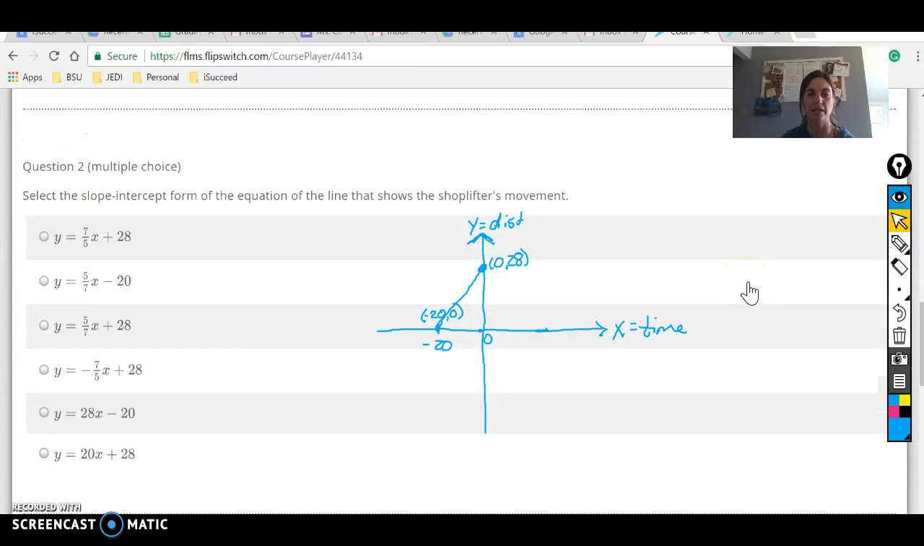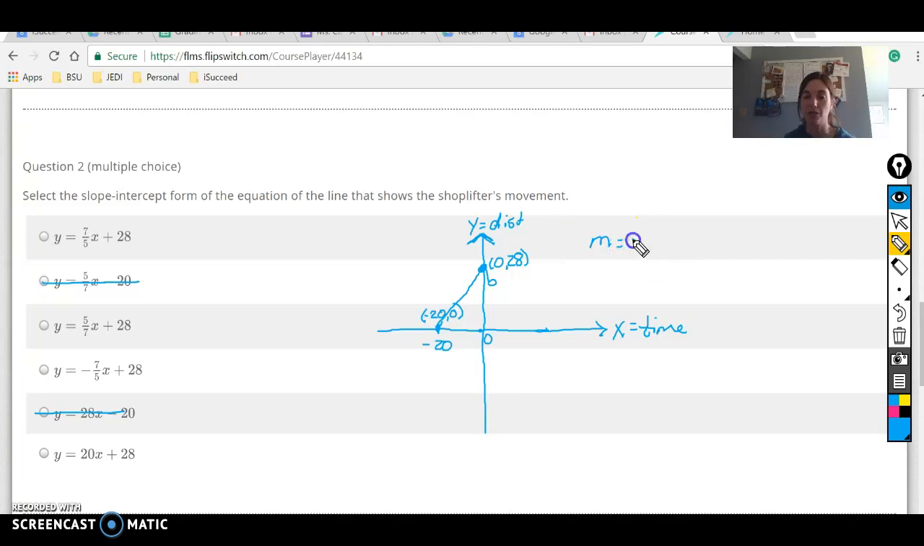Now, we're asked to come up with the slope-intercept form of this equation. The really cool thing we can do right off the bat is know that our b value is 28, because our b value is our y-intercept. So right off the bat, we can get rid of this one and this one. Now what we have to do is calculate our slope.